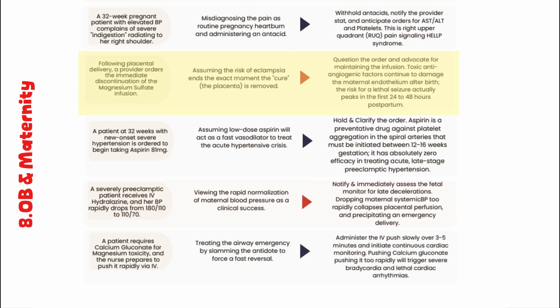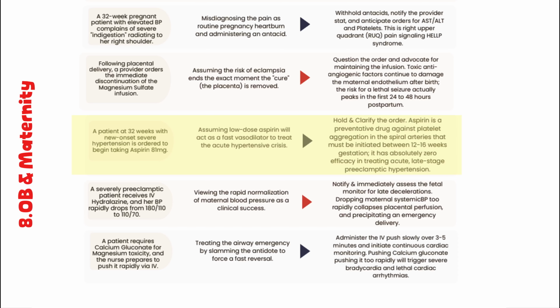One trap worth remembering: after delivery, the placenta is out, but the danger isn't over. Toxic anti-angiogenic factors keep damaging the mother's vessels for days afterward, and the seizure risk actually peaks in the first 24 to 48 hours postpartum. So don't discontinue the magnesium just because the baby is delivered. Low-dose aspirin has a completely different job. It's a preventive drug started between 12 and 16 weeks to stop microclots from forming in the placental arteries.